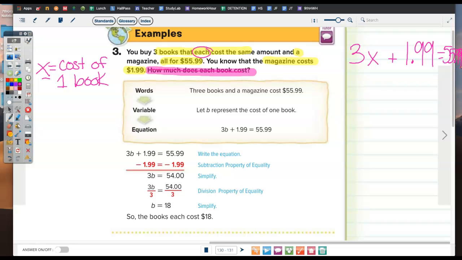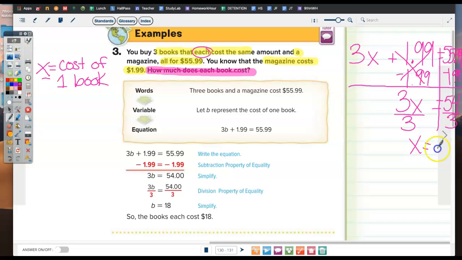Ooh, we're running out of room. Okay? What would I do to solve? Nope. I have to work away from my variable first. So I'd subtract 1.99. So this would make a zero pair. I get 3x equals 55.99 minus 1.99 is 54. 18 is the next number. And then what would I do to get x by itself? Division. Divide by 3. So x equals 18.